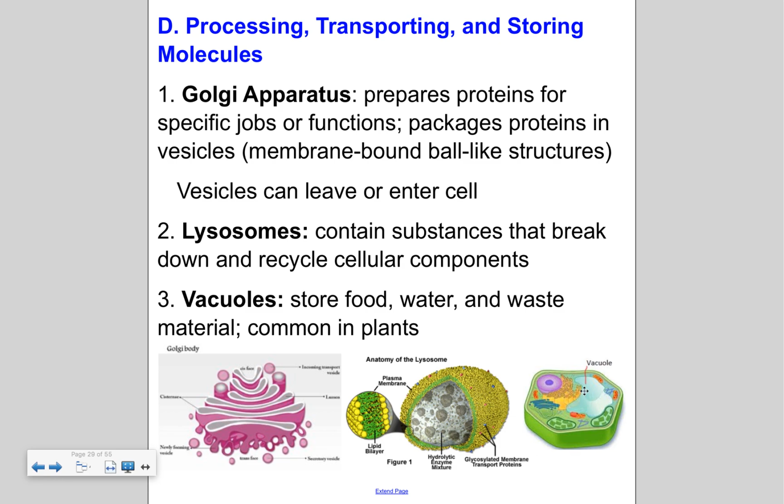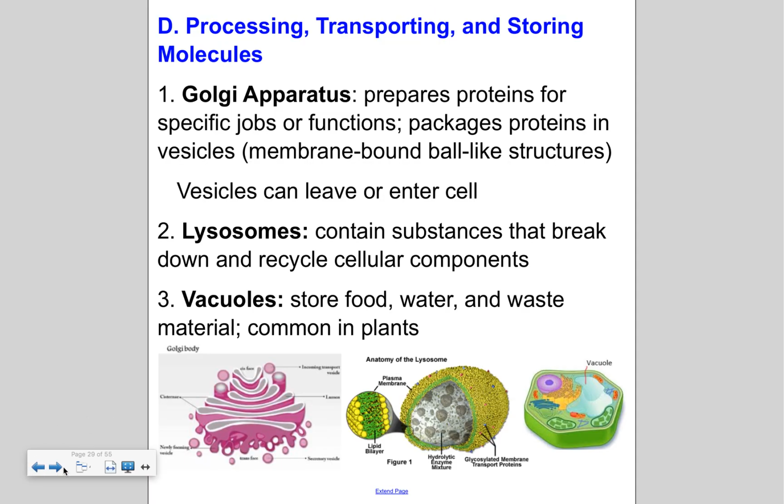Vacuoles are organelles that store things. They can store food, water, waste material. Vacuoles are very common in plants. They have a central vacuole, one that's very, very large and takes up pretty much the entire space of a plant cell. Animals do have vacuoles, but they're really, really small. Our book says that animals don't have vacuoles, but it was just recently discovered within the last 10 years that we do have vacuoles.